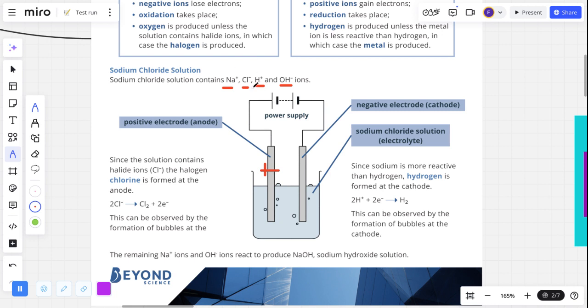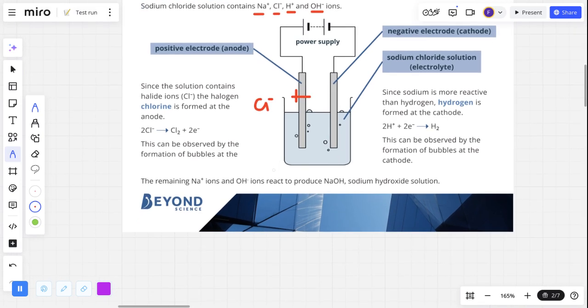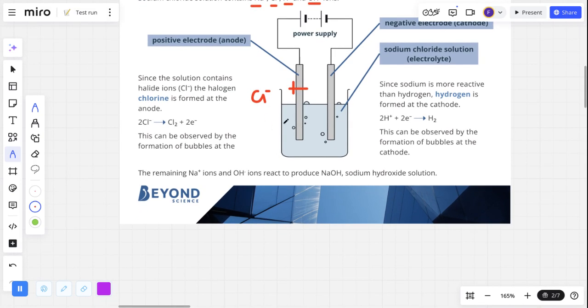Chloride ions are cool. So Cl minus ions are going to be attracted to that. Does that make sense? And what you're going to form is chlorine, the gas. This is chloride ions. We know what they look like. It looks like table salt. So you've got 2 chloride ions. They're going to form Cl2, which is a gas.